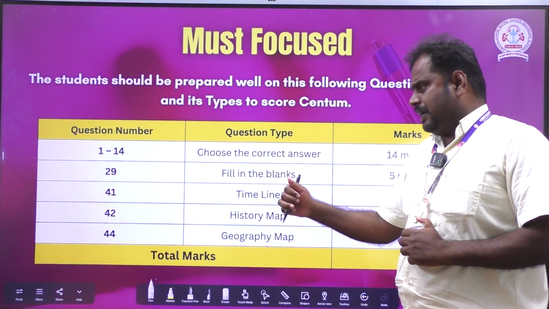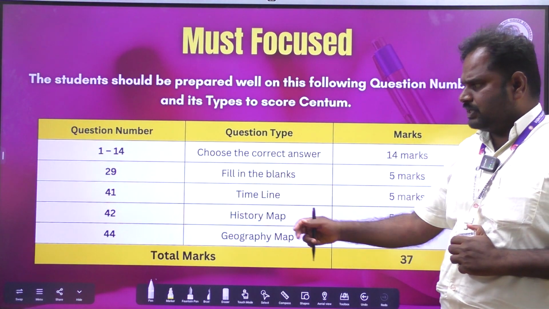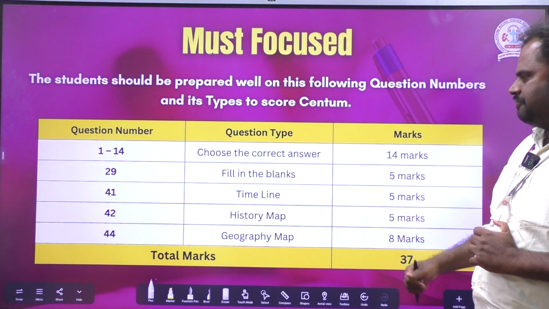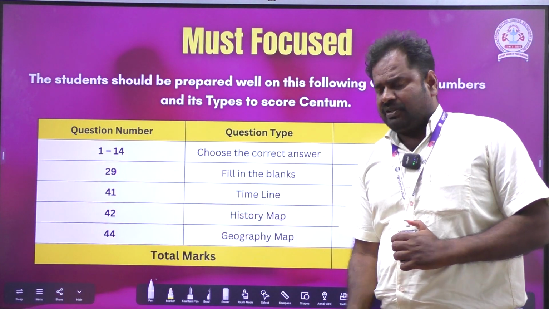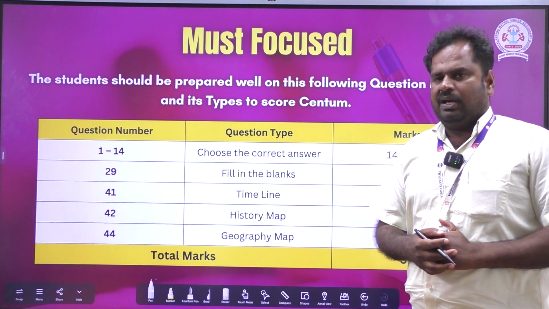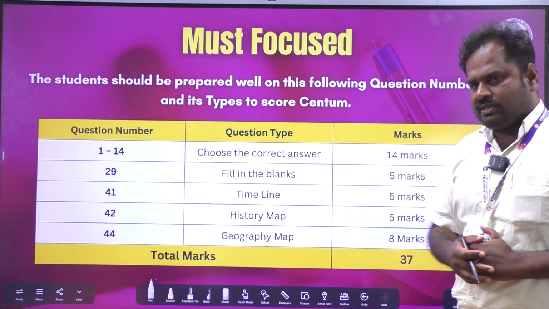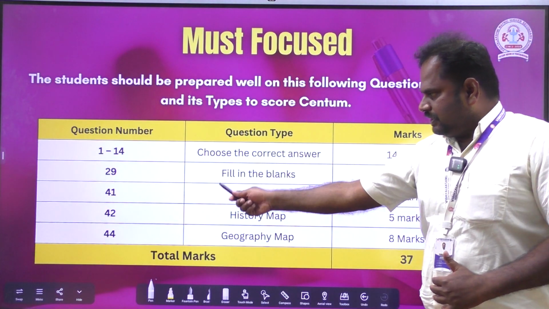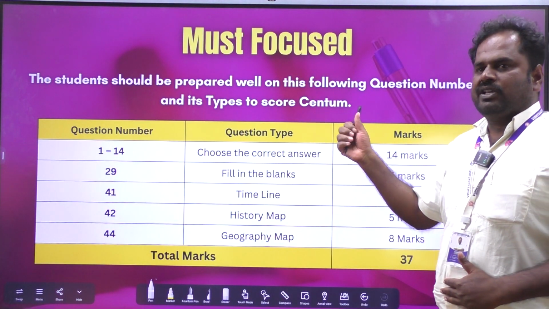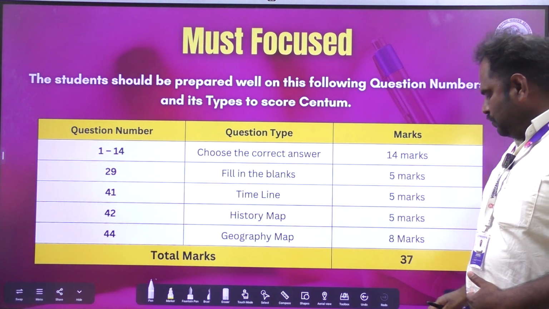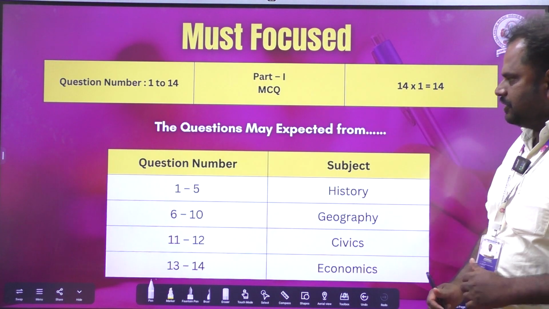Question number 41 is timeline, 5 marks. Question number 42 is a map, compulsory question, 5 marks. Then question number 44, geography map, India and Tamil Nadu by choice, stands for 8 marks. So if you prepare these criteria, you can score 37 marks. You must get 37 out of 37 in these criteria.